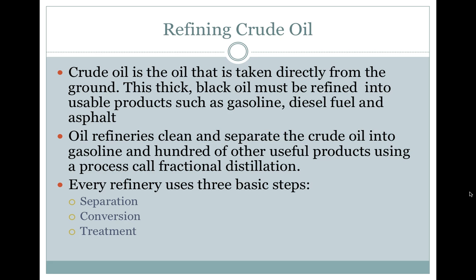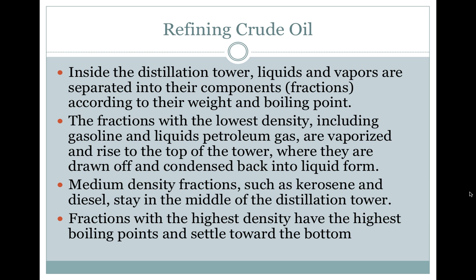Refining crude oil. Crude oil is the oil that is taken directly from the ground. This thick, black oil must be refined into usable products such as gasoline, diesel fuel, and asphalt. Oil refineries clean and separate the crude oil into gasoline and hundreds of useful products using a process called fractional distillation. Every refinery uses three basic steps: separation, conversion, and treatment.